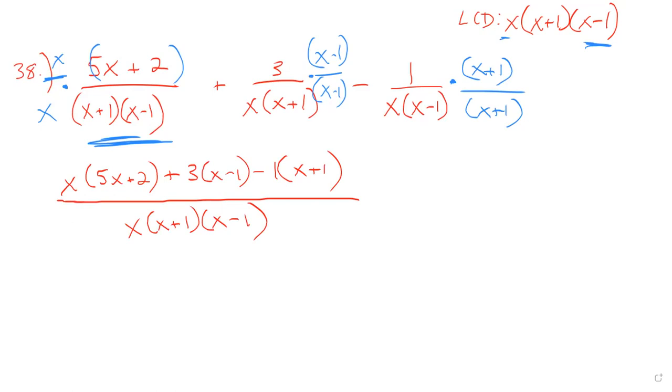Let's multiply what we have out here. So if I multiply this out, I'm going to distribute out my x, distribute out my 3, and I'm going to distribute out my negative 1. So if I distribute out my x, I'm going to have 5x squared. If I distribute out my x, I'm going to have plus 2x. Now let's keep going. I'm going to have plus 3x minus 3 and minus x minus 1 all over x times x plus 1.